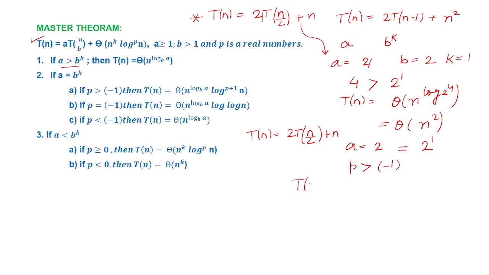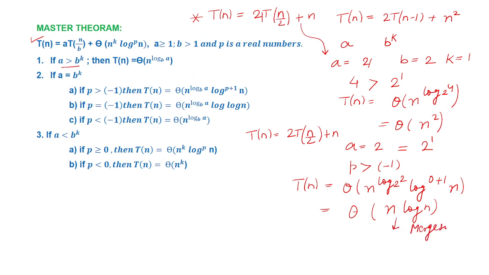So the time complexity will be T(n) = theta of n to the power, what n to the power? Log a base b, which is log 2 base 2, and you just have to write log to the power 0 plus 1. The value of p is 0, and you have to write n here. So the total time complexity is theta of n, which is 1 (log 2 base 2 will be 1), n log n. And this is also the recurrence relation of your merge sort. Okay. So this is how you can satisfy case number 2.